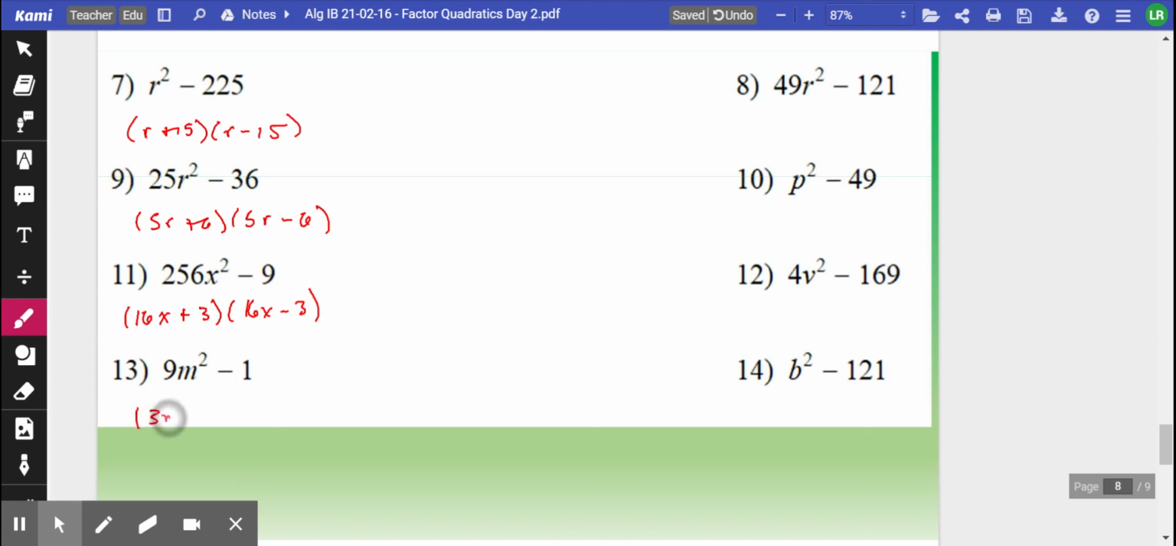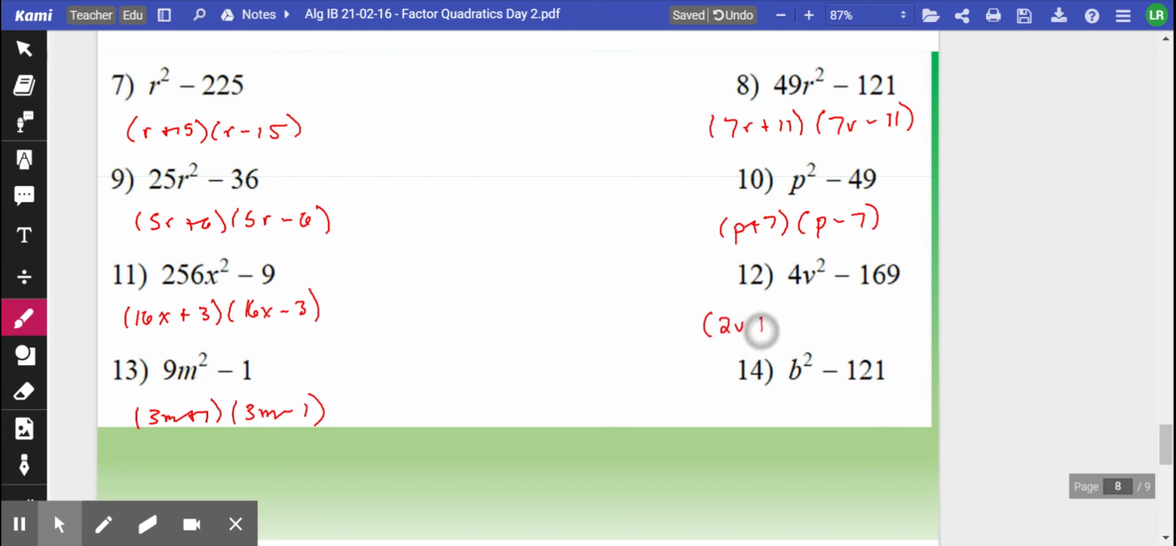Number 13 would be 3m plus 1 and 3m minus 1. Okay, with these evens here, number 8, that's going to be 7r plus 11 and 7r minus 11. Number 10, that's going to be p plus 7 and p minus 7. Number 12, that is going to be 2v plus 13 and 2v minus 13. And number 14, that is going to be p plus 11 and p minus 11.